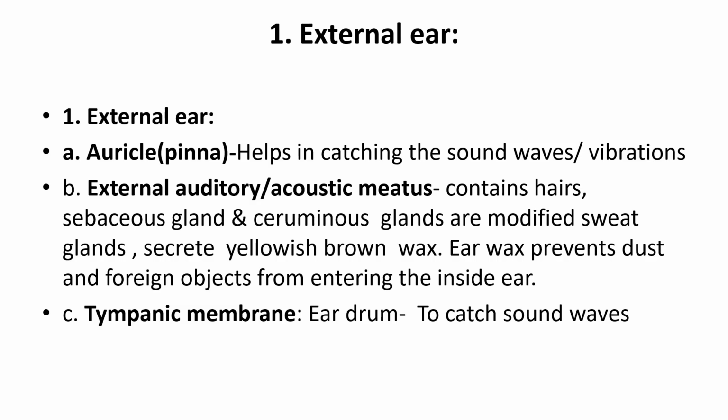So the auricle helps in catching the sound waves or vibrations. Then the external auditory meatus is an opening which contains hair, sebaceous glands, and ceruminous glands. Ceruminous glands are modified sweat glands which secrete yellowish brown wax, and the sebaceous glands secrete oil. And the tympanic membrane is also called the eardrum.